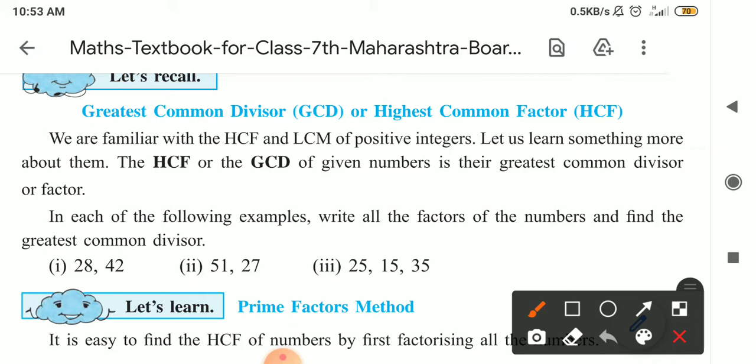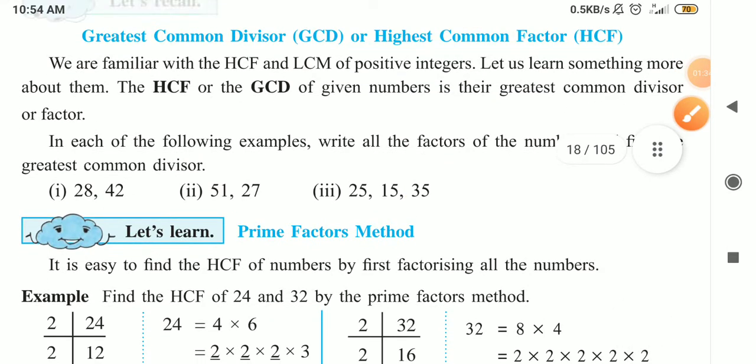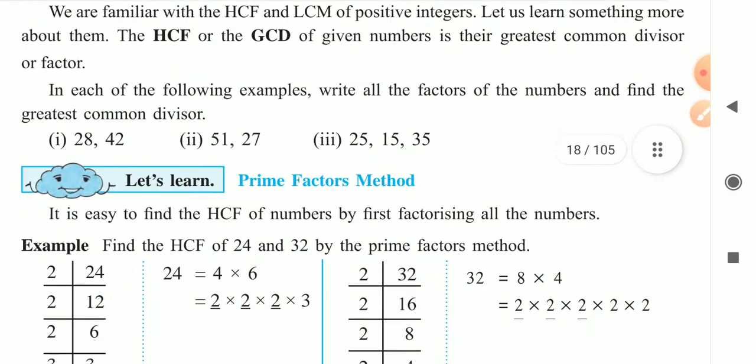Now we are familiar with the HCF and LCM of positive integers. Let us learn some more about the HCF or GCD of given numbers, the greatest common divisor or factor. In each of the following examples, write the factors of the numbers and find the greatest common divisor.